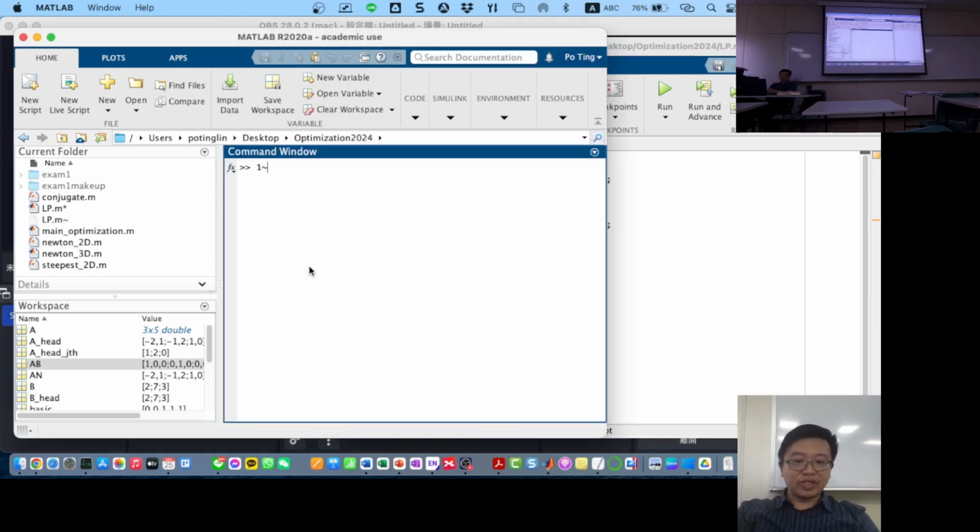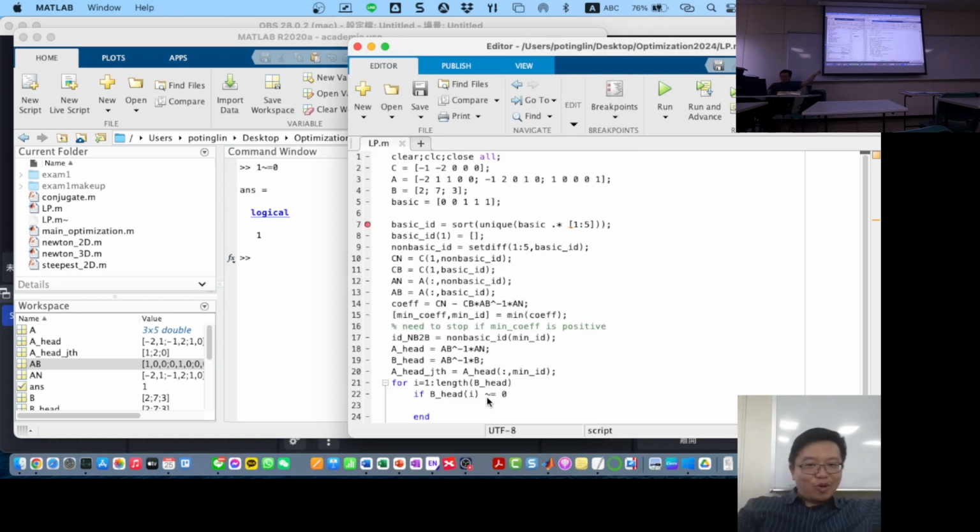So let me see. This is this. Yeah. So this and equal sign, this is not 0. We are doing A hat over B hat. So actually here should be A hat and the Jth one. Okay. Because the ratio test is B divided by A, right? So we don't want the bottom to be 0. So if it's not 0, we compute it. If it's 0, we don't even care.